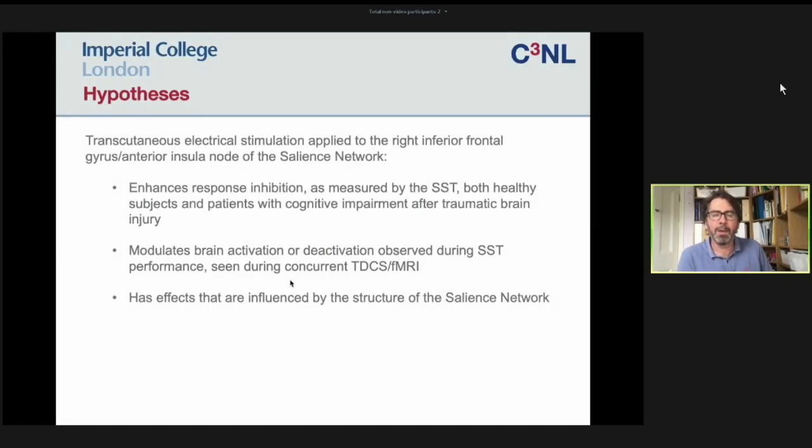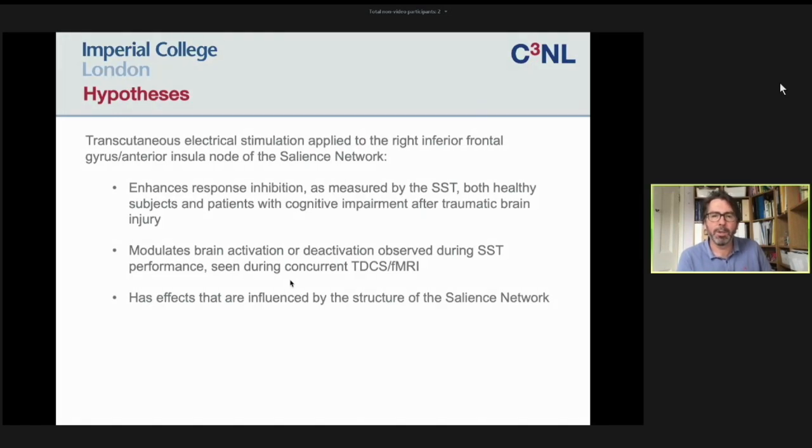So we were interested in working out whether or not we could use transcranial direct current stimulation, tDCS, to stimulate the salience network and to potentially improve cognitive control. And we specifically wanted to test whether we could enhance response inhibition as measured by the stop signal task, both in healthy subjects and in patients following traumatic brain injury.